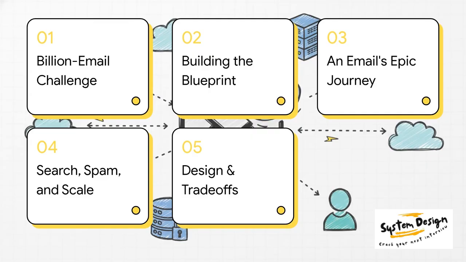So here's our game plan. First, we'll set the ground rules, our requirements. Then we'll sketch out the high-level blueprint. After that, we're going to follow one email on its wild journey through the system. We'll tackle the really hard problems, search and scale, and then we'll get into the juicy stuff, the design decisions and trade-offs that make it all work.